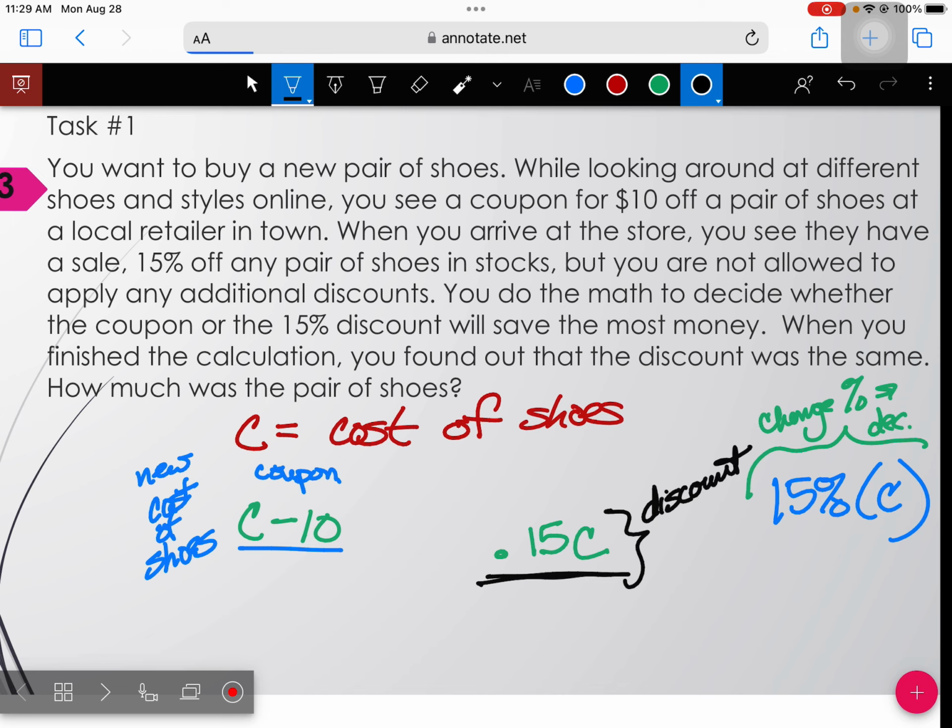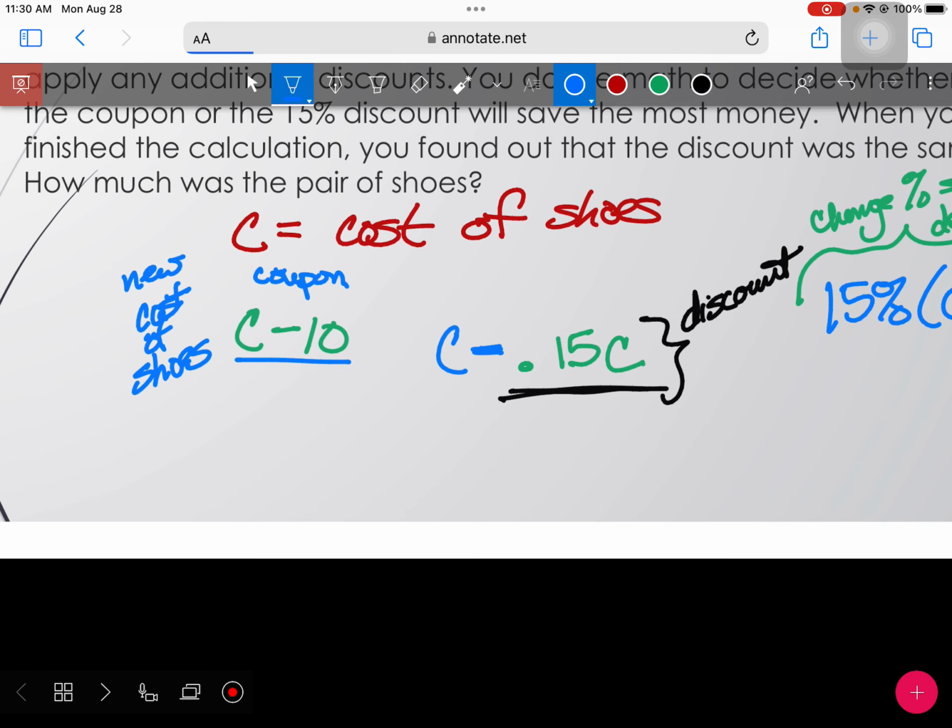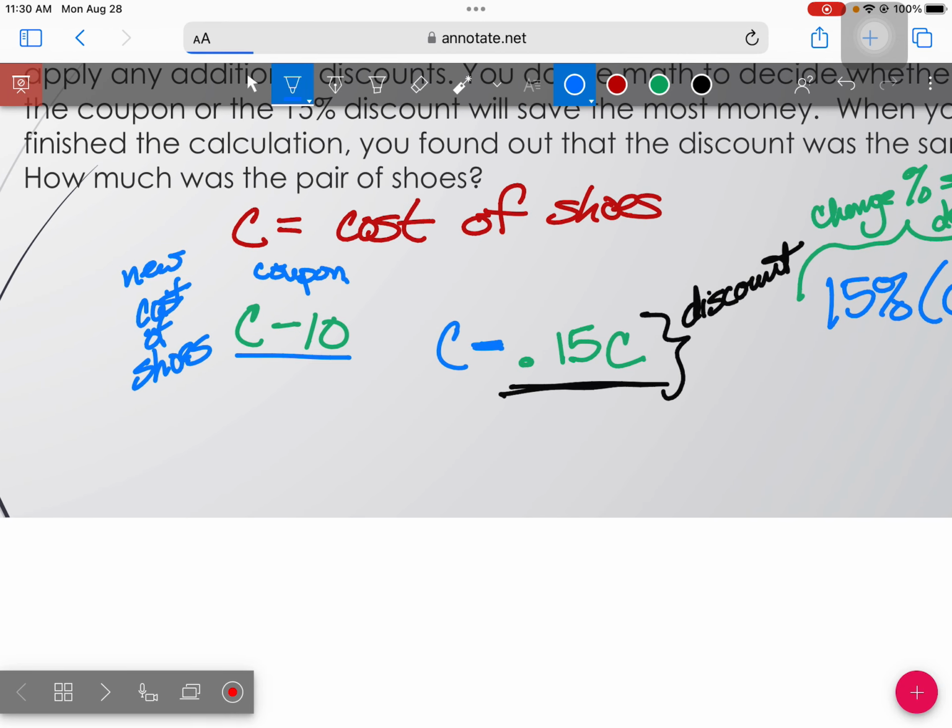You could do C minus 15% times C, or just C minus discount. Yeah, C minus 0.15C. Does that make sense? You have to take the initial cost, the original cost, minus 15% of that cost, which gives you that discount. And what can I say about these two expressions then?